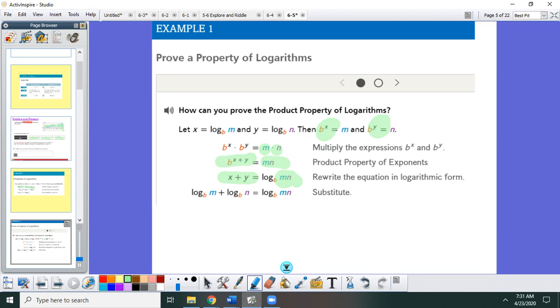Now our last step, they're filling in here. We remember from above that x equals the log base b of m, and so we replace x with that. When we think about y, here it is, and we're going to replace y with log base b of n. So it turns out, just as we saw in the Explore and Reason, that when we are adding two logarithms with the same base, we end up multiplying the argument, so m times n.